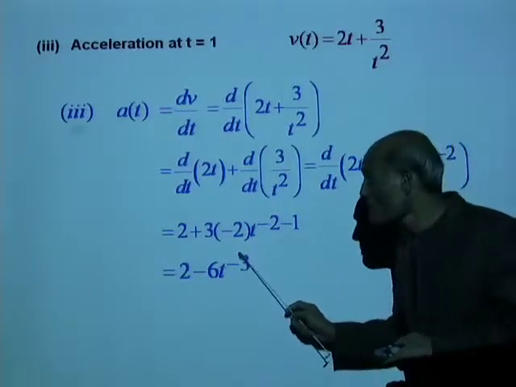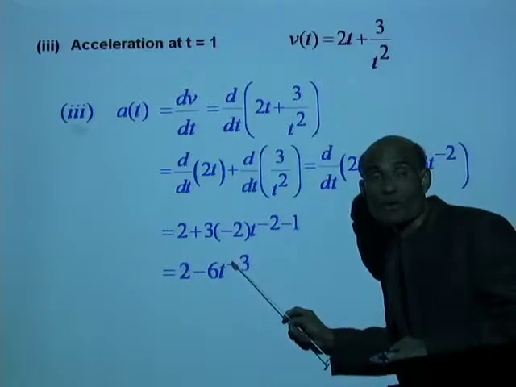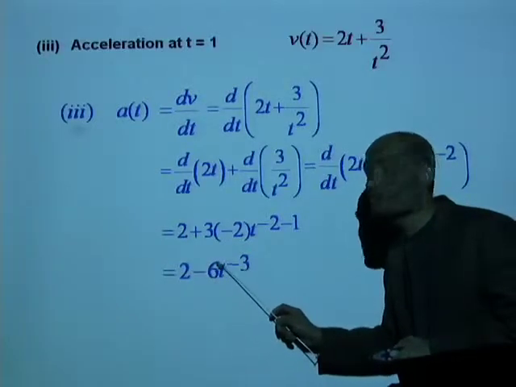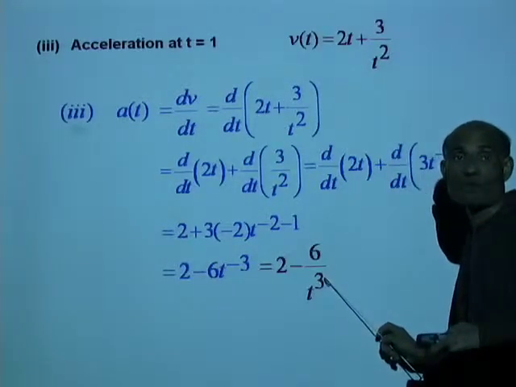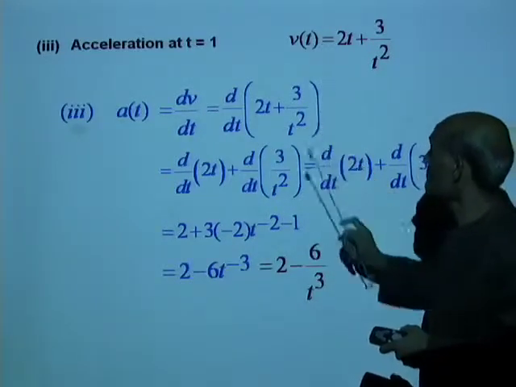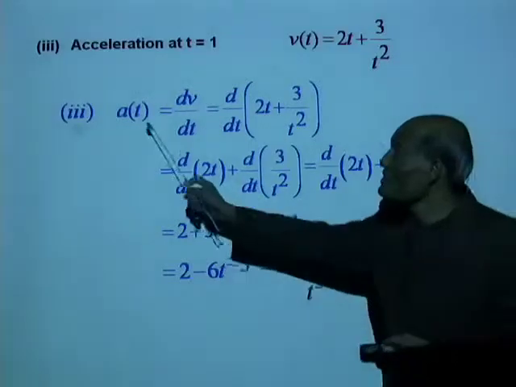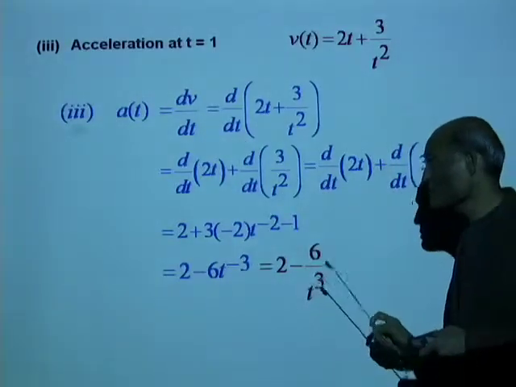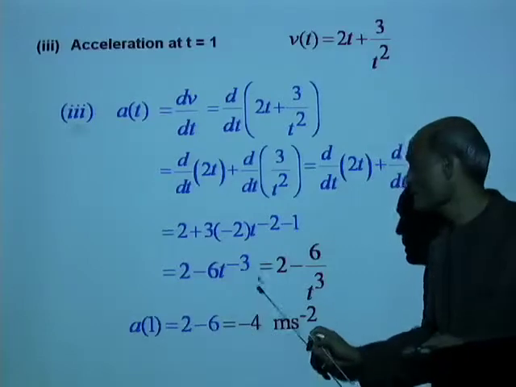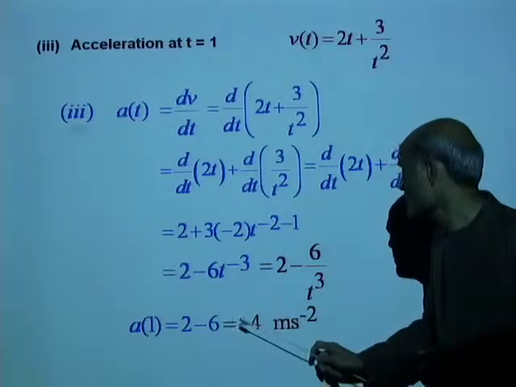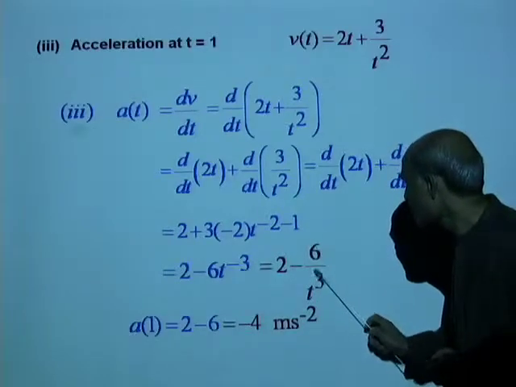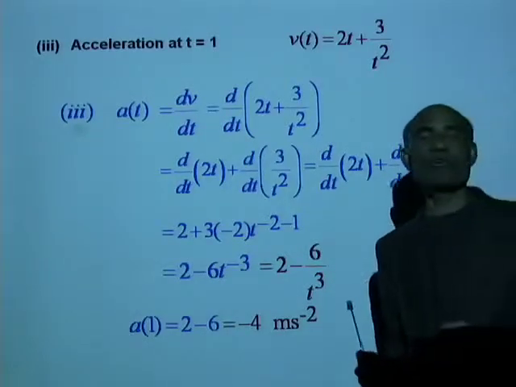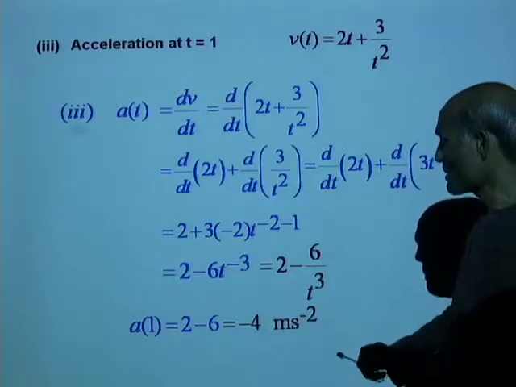And now in the result, we cannot leave it with a negative power. We must take it to the denominator and give it a positive power. So this will be 2 minus 6 over t to the power of 3. And that is the derivative of the velocity function. So this is the acceleration function. And we need to find the acceleration at t equal to 1. So replace your t by 1. A of 1 equals 2 minus 6 over 1 cubed. That will be 1. So that will be 2 minus 6. That will be negative 4 meters per second squared, is the acceleration at that time.